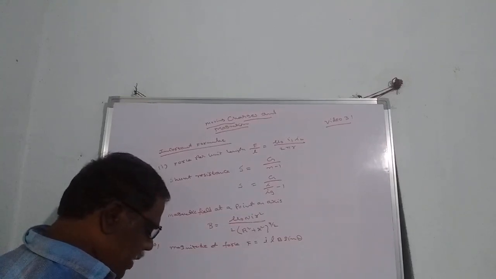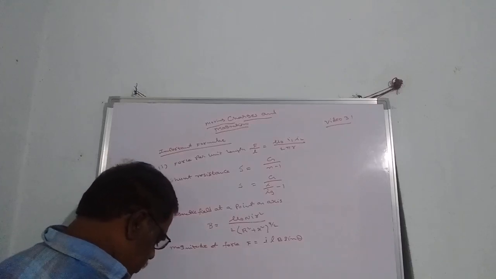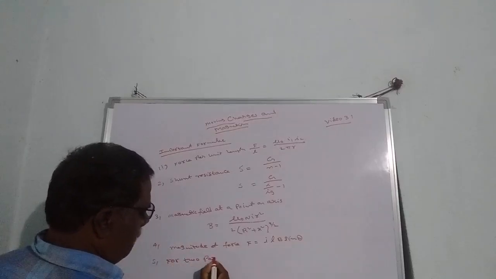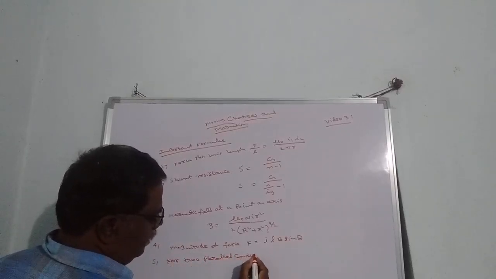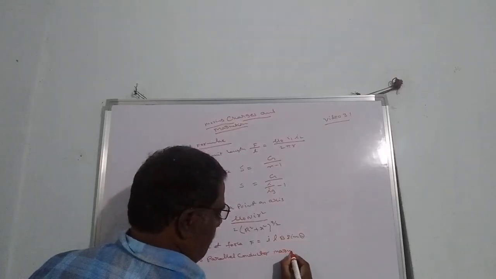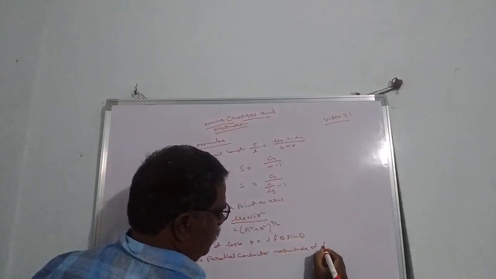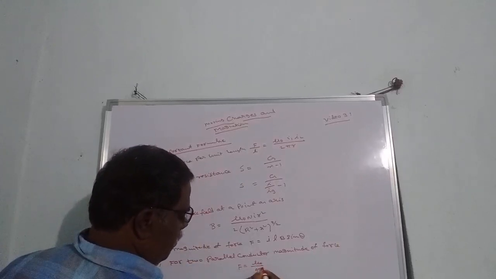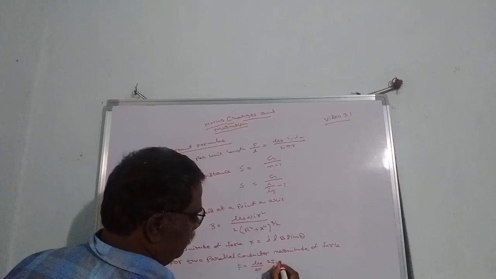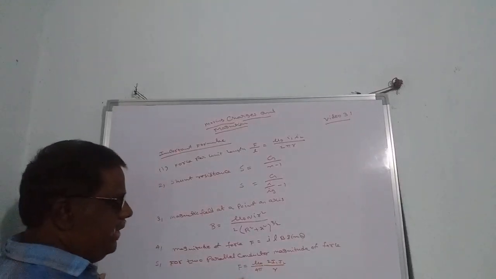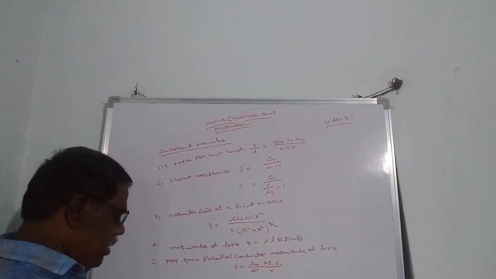Write down the fifth formula. For two parallel conductors, to find the magnitude of force, F is equal to mu naught by 4 pi into 2 I1 I2 by R. Here also I1 and I2 are the currents, R is the distance, and mu naught is the absolute permeability.